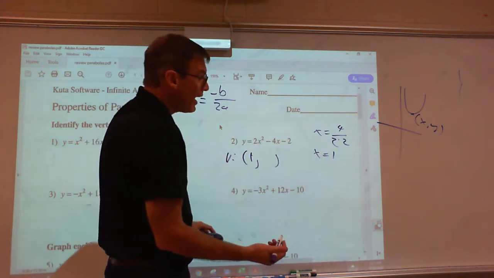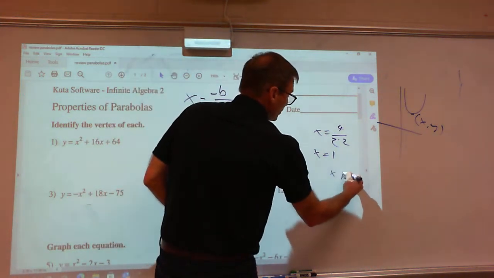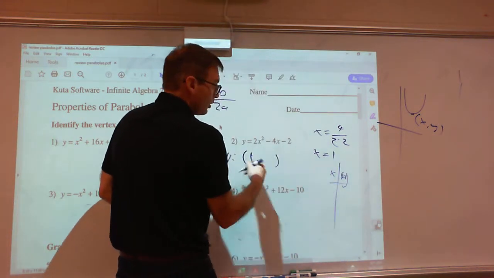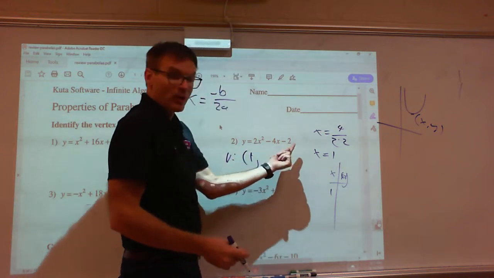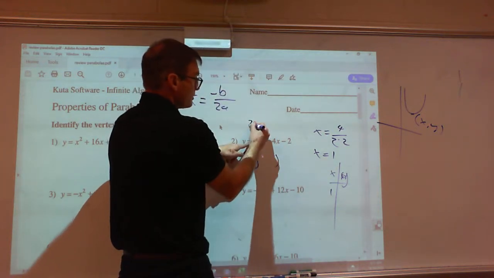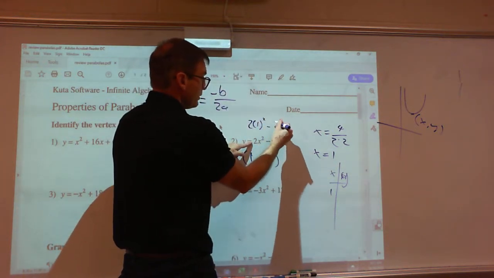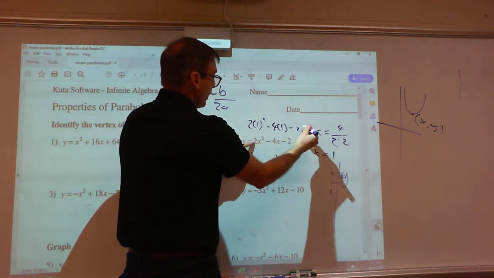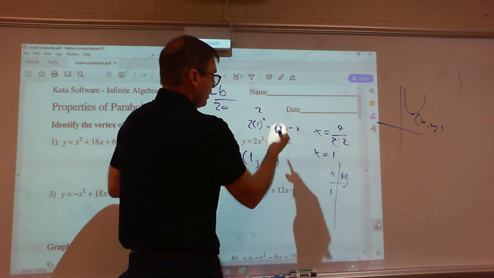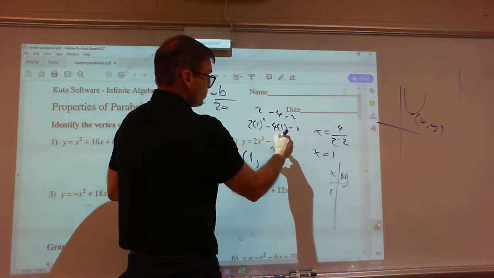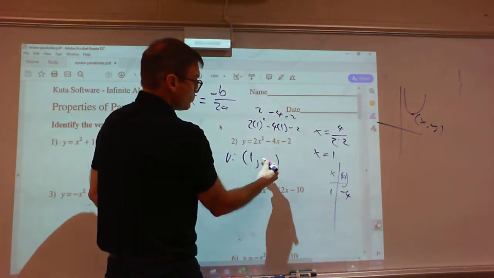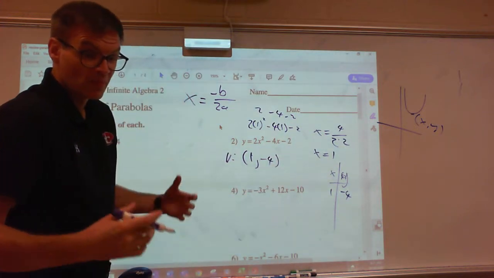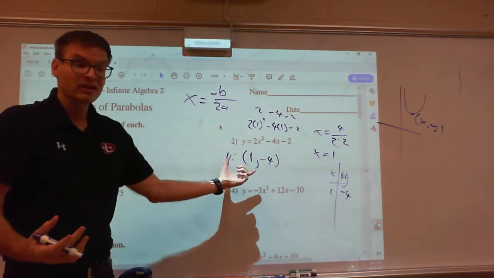I want you to imagine you're doing a little xy chart where you plug 1 in for x. When you plug 1 in for x, I want to figure out what the y is. So when I plug 1 in for x, that gives us 2 times 1 squared minus 4 times 1 minus 2. So I get 2 minus 4 minus 2, and I end up with negative 4. So my vertex is 1, negative 4. And that's how you find your vertex.